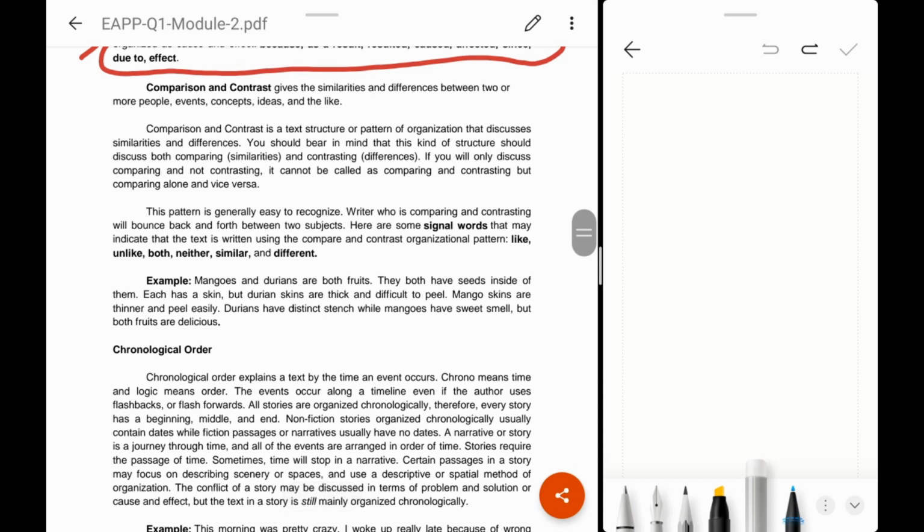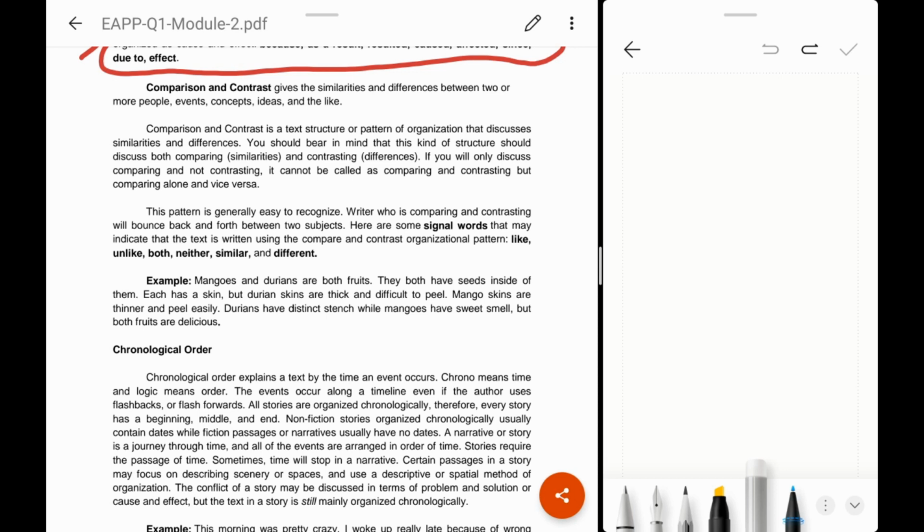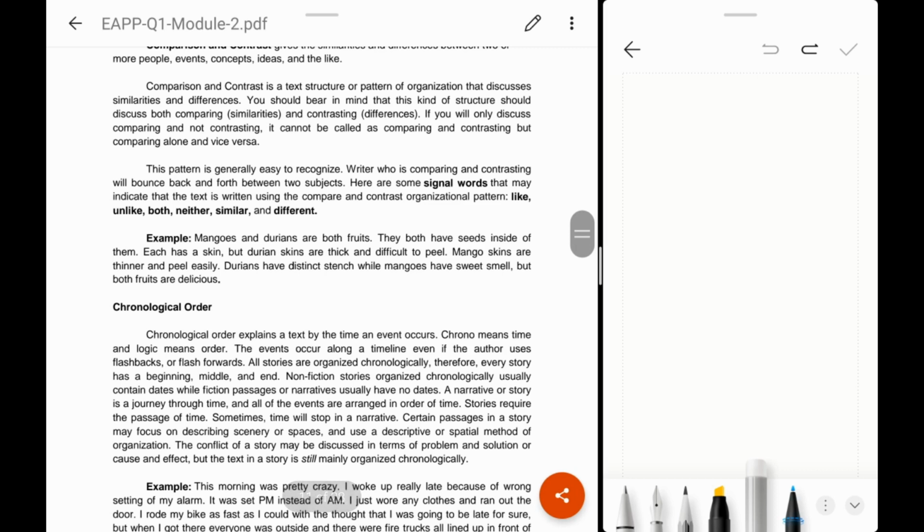Comparison and contrast is a text structure or pattern of organization that discusses similarities and differences. You should bear in mind, tandaan niyo daw, that this kind of structure should discuss both comparing similarities and contrasting or differences. If you will only discuss comparing and not contrasting, it cannot be called comparing and contrasting, comparing alone, and vice versa. Simply put, guys, when we do comparison and contrast as our text structure, it is important that you give both of these. Okay? You cannot just compare. You should also give the contrast. You should also contrast them.